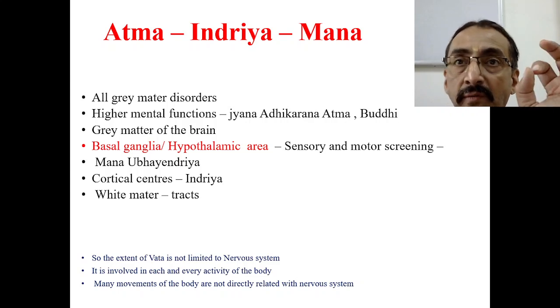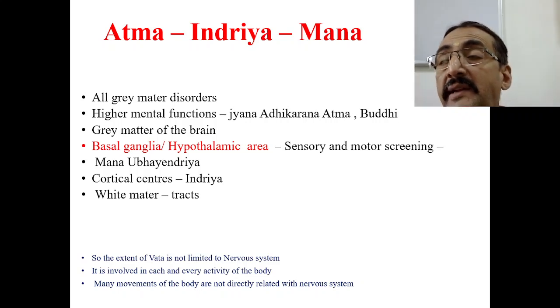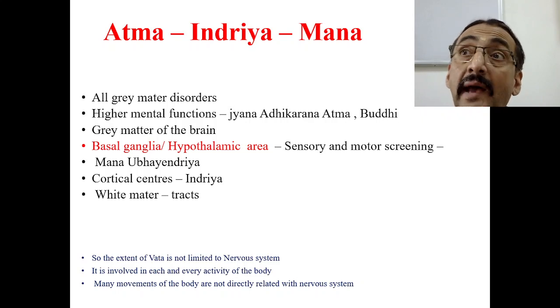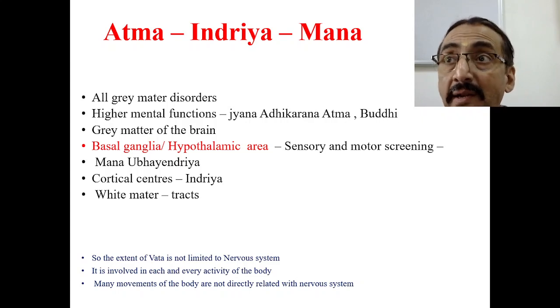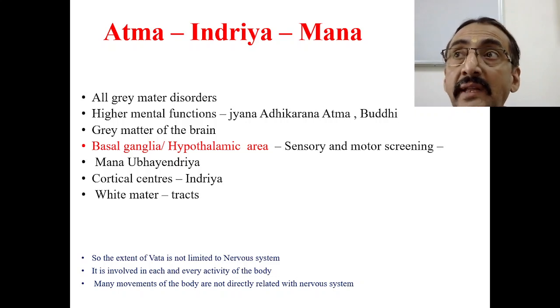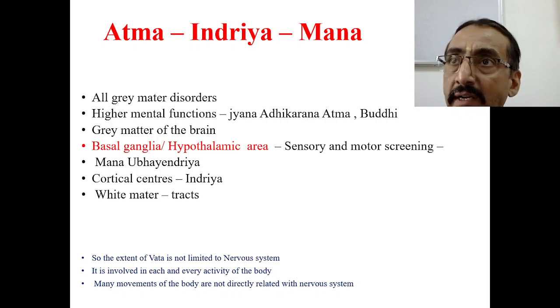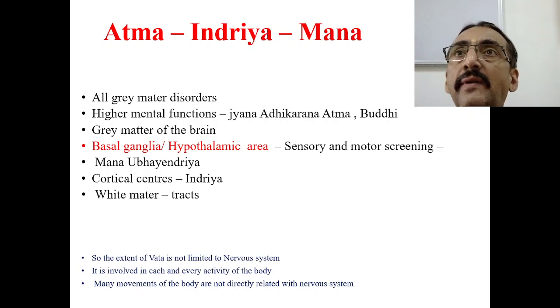For example, vision is taken through the Chakshur Indriya, but ultimately that Indriyartha reaches and is decoded in the visual cortex, lateral and medial geniculate body, visual cortex 17 number. So there only it is decoded. So ultimately the decoding of the Indriyartha will take place only in the gray matter. So Atma, Indriya, Mana, just for understanding purpose, I can say this is basically the function of the gray matter of the brain. Okay, so all the higher mental functions, Jnana, Adhikaranam, Atma, Buddhi, are gray matter of the brain. Then basal ganglia and hypothalamic area.